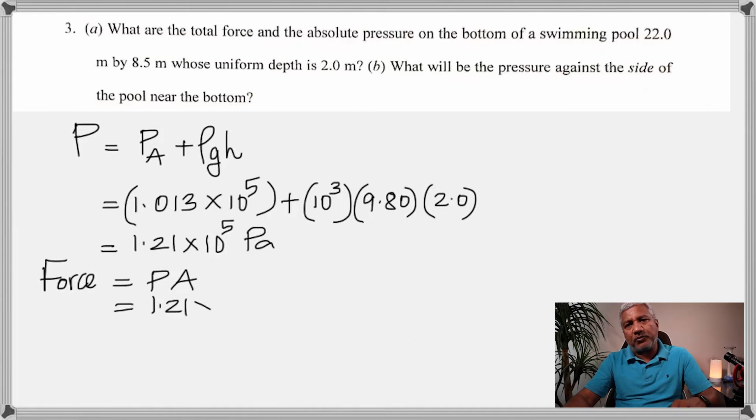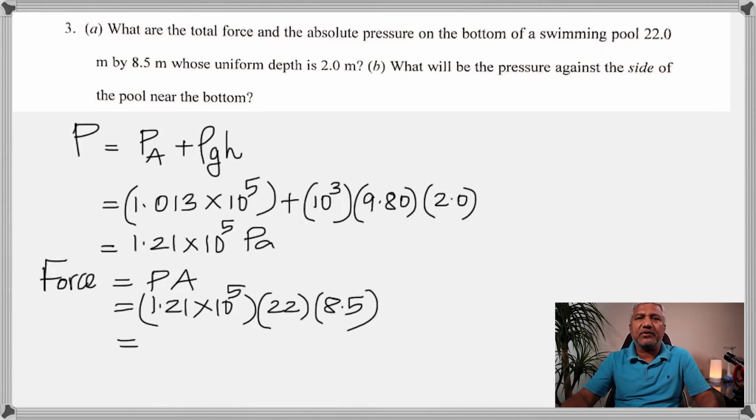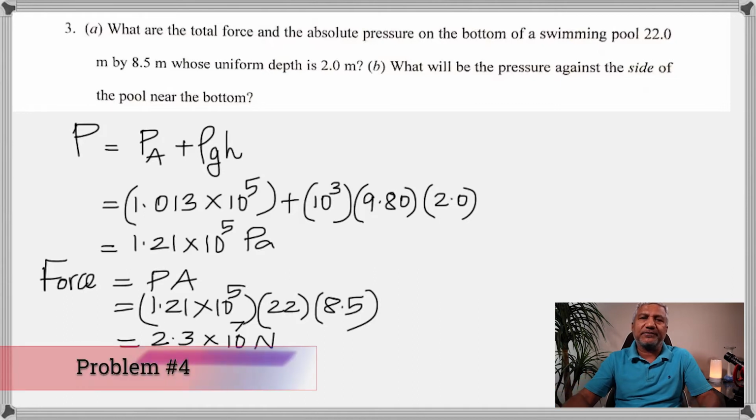And if you find the pressure, then you can find the force just by multiplying it with the area. And the area is 22 times 8.5. So that gives us the force and the absolute pressure. Number 4.